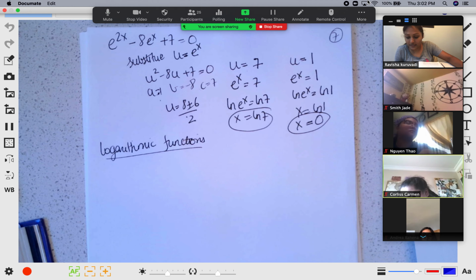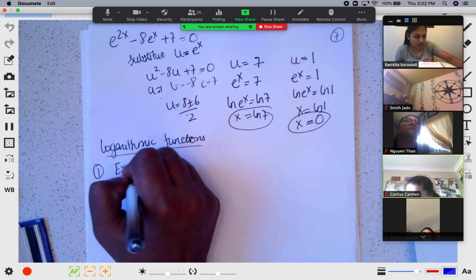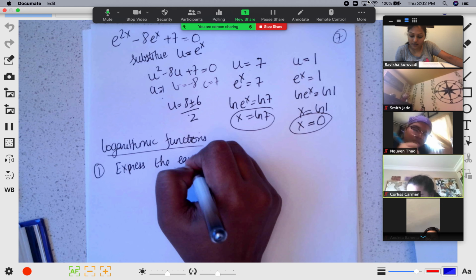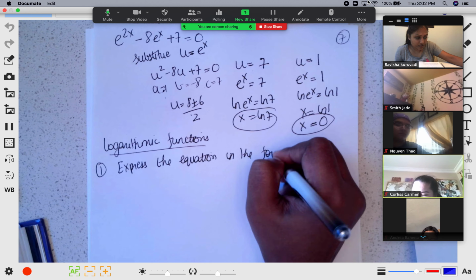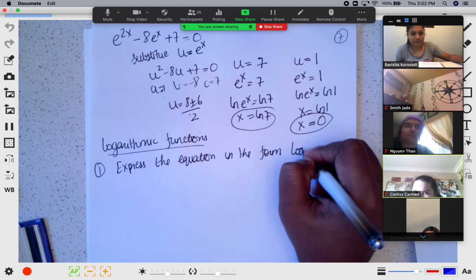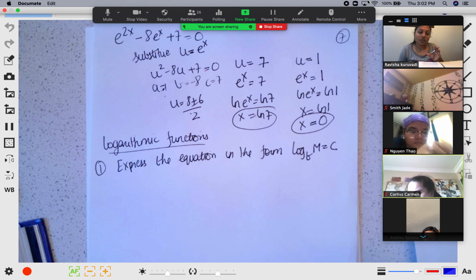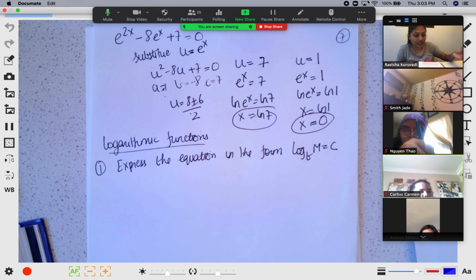So the steps are, step 1, express the equation in the form log b m is equal to c. So basically now we are doing the same thing. You're going to keep the log function on one side and the constant on the other side. So isolate the log function, that's what it means.